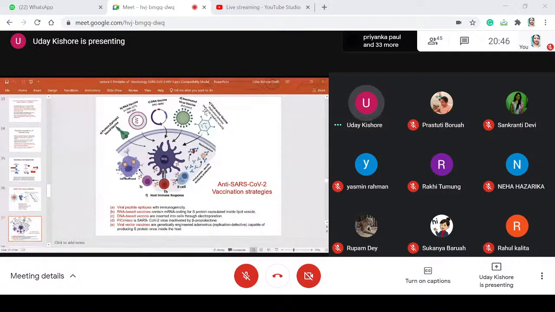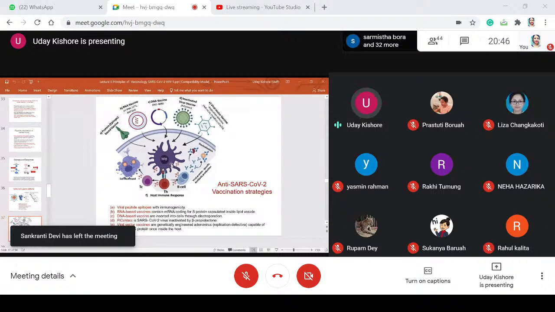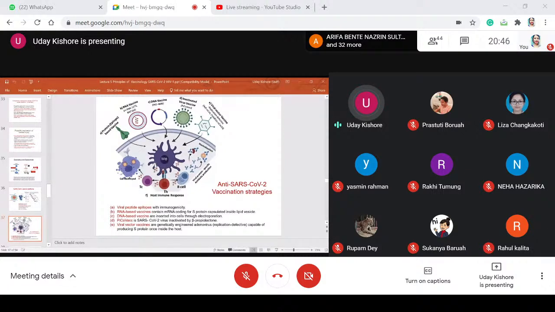The whole idea is that once these vaccines go in, then macrophages or dendritic cells will grab them, and then they will present it to T helper cells. Th2 cytokines will ask B cells to make antibodies. These antibodies, these things have been tested in animals.